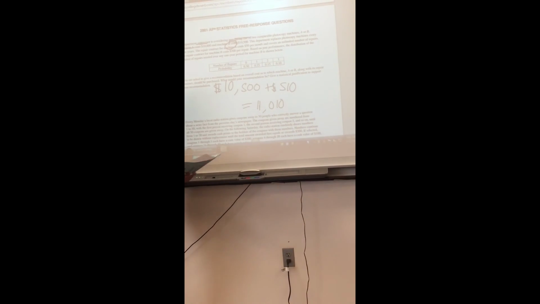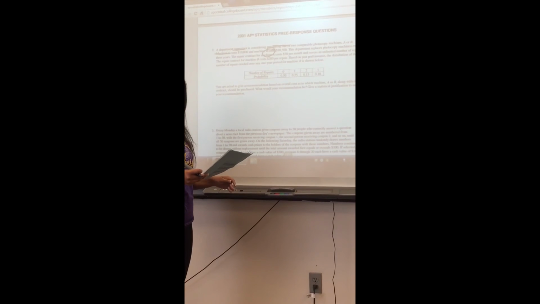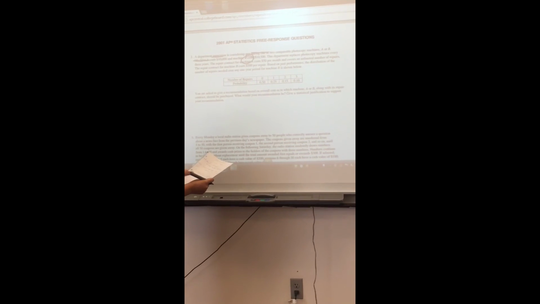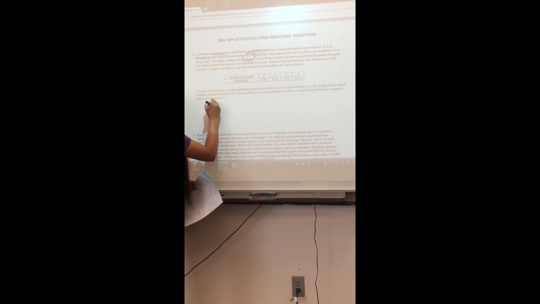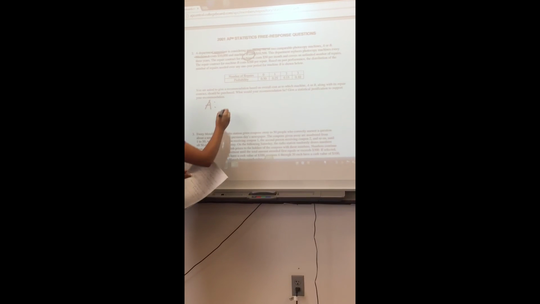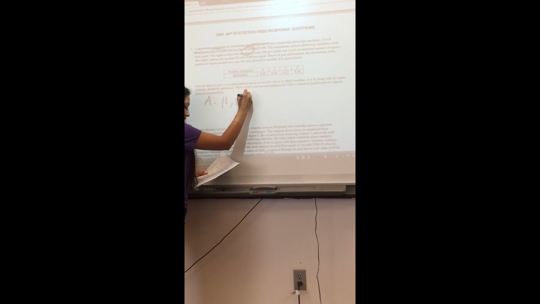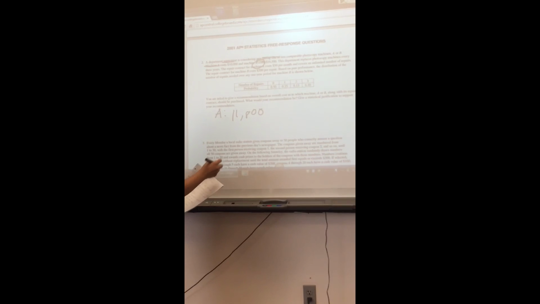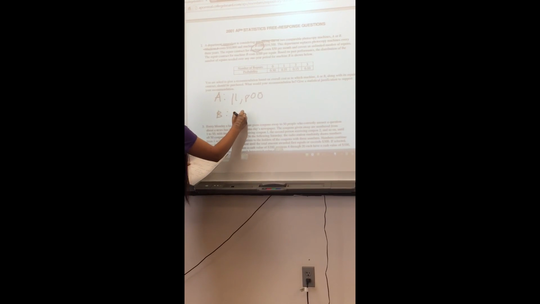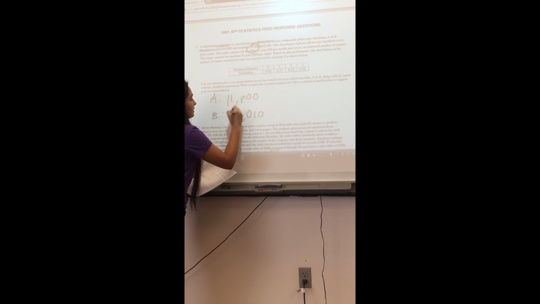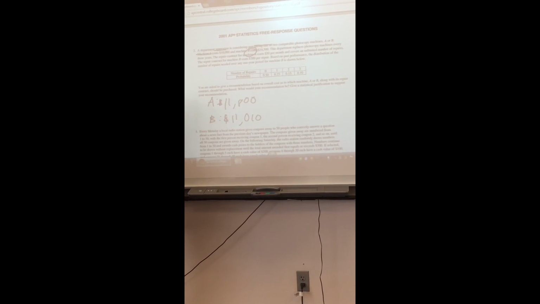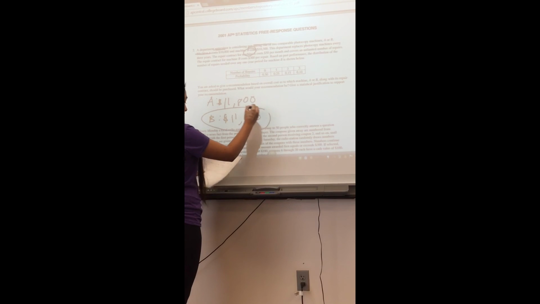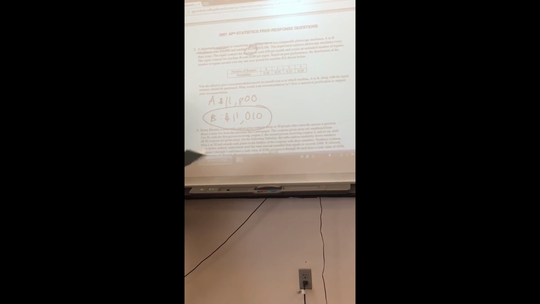So now we have to say which one would be a better contract if we purchased it. For the total cost of A, we calculated it to be $11,800, and for B, it was $11,010. In this situation, we would obviously want the lower price, so the correct answer is B, and we choose B because it has a lower expected cost.